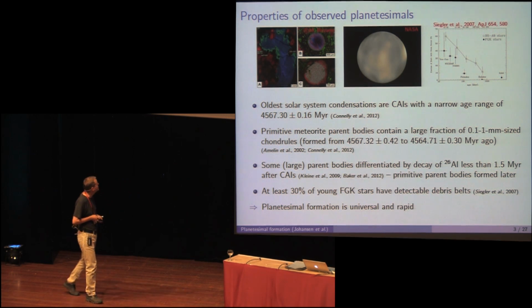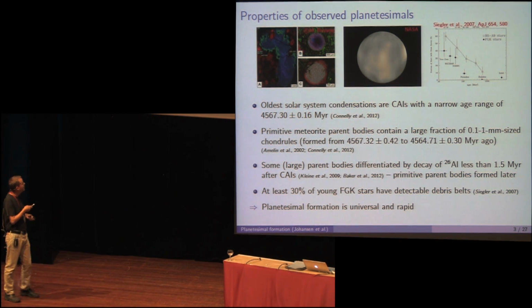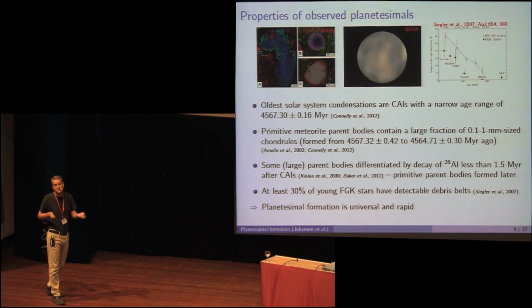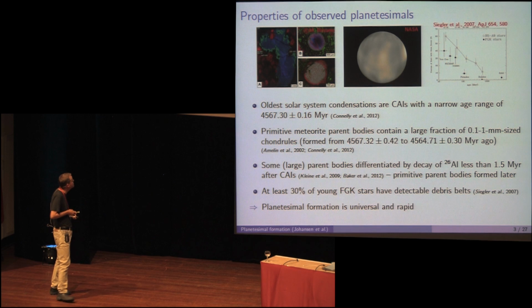By looking inside of those meteorites, one can, for example, find CAIs, calcium-aluminum-rich inclusions, which can be dated very carefully with long-lived radionuclides to have a narrow age of 4,567.30 plus or minus 0.16 million years. This is how old the CAIs are, and this is normally used as the t equals 0 of the solar system. This is when the solar system formed, by definition.